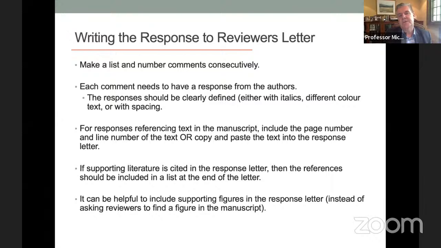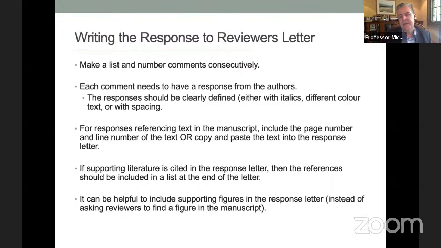So, writing the response to the reviewer's letter. As a reviewer, I will review this very carefully, and it's important to examine this letter, because this provides a guidepost in terms of assessing the article. So the author should make a list and number the comments consecutively. Each comment needs to have a response from the authors. The responses should be clearly defined. So you could, for example, use a different color or italicize or in some way differentiate the response from the reviewer's comment.